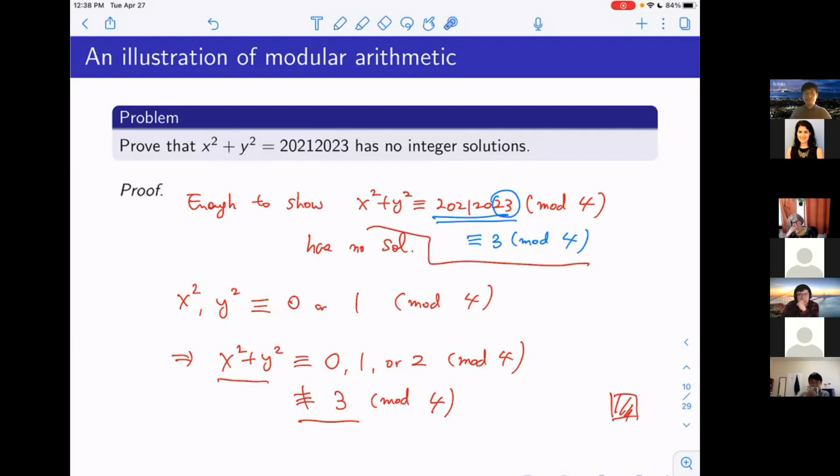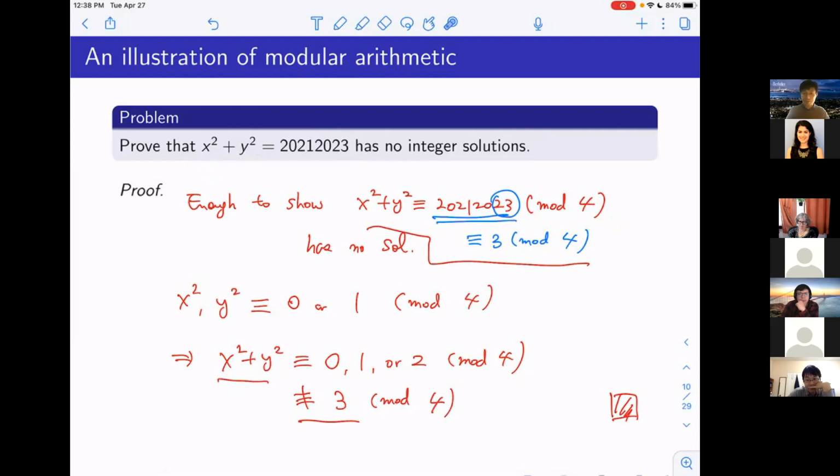So the point of this proof is that, well, if you want to study a Diophantine equation to see whether something has an integer solution, it's very useful to consider the same equation modulo some number. Modulo 4, it could be modulo some other number, but in this particular example, mod 4 works well.